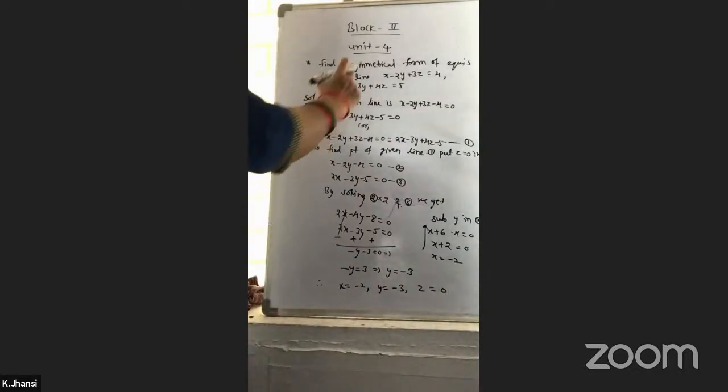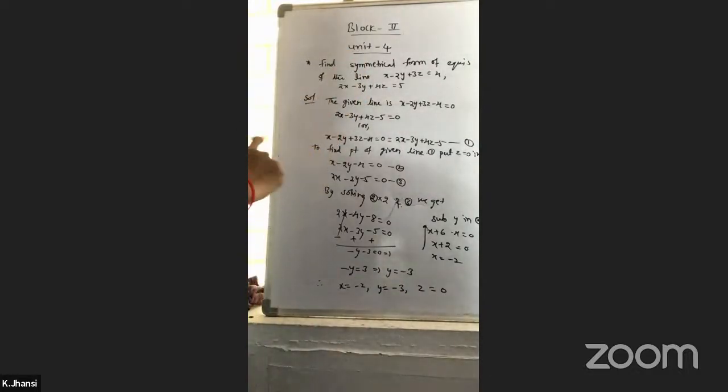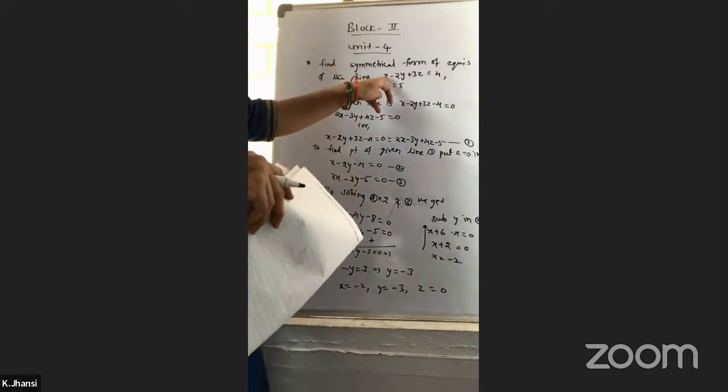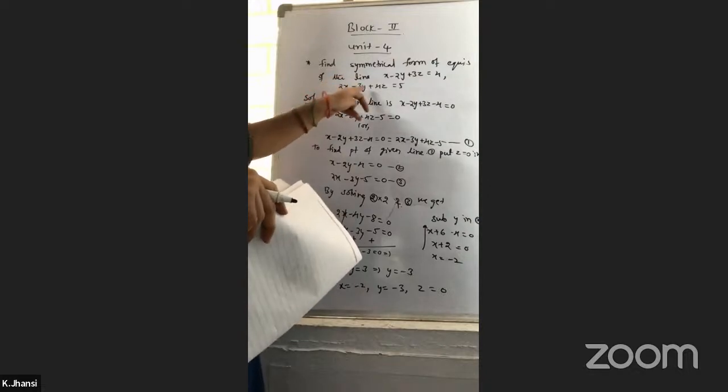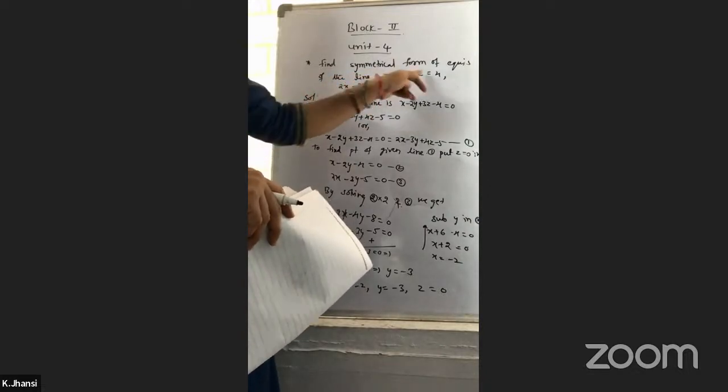Now for converting it into symmetrical form, we need the LMN values, or we can even call them a, b, c values. For that, whatever equations are there, you have to write a, b, c in place of x, y, z, and use the cross multiplication method.